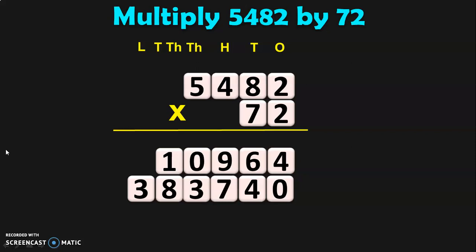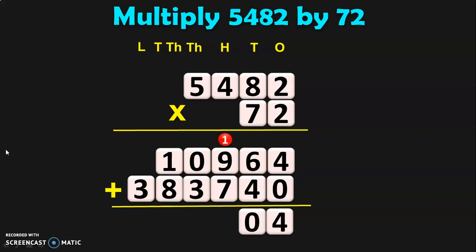10,964. And in the second step, what did we do? 5,482 into 70, which gave you the answer 3,83,740. So the next third step is to add these two products. Begin the addition from the ones place. 4 plus 0 is 4. 6 plus 4 is 10.